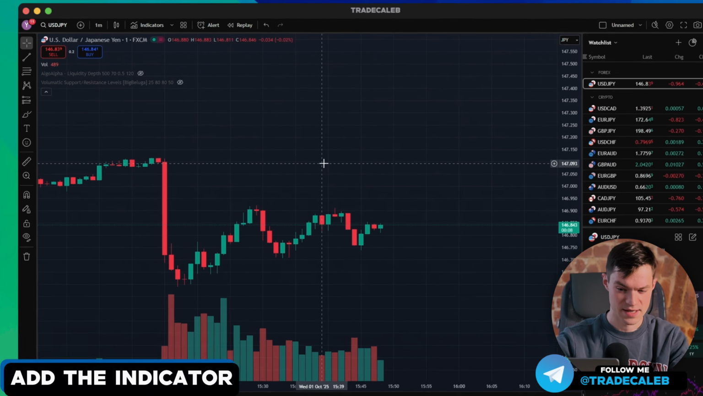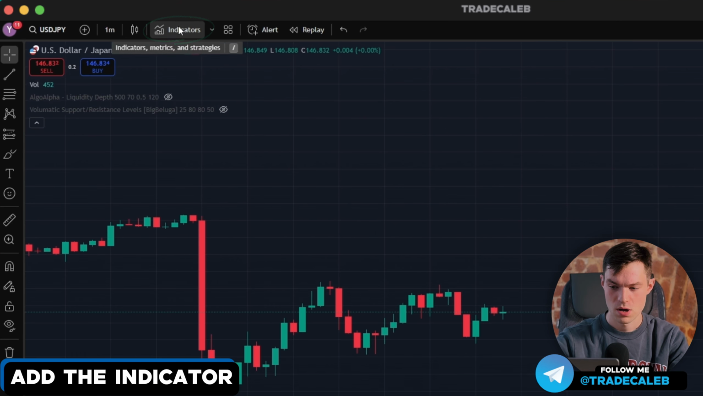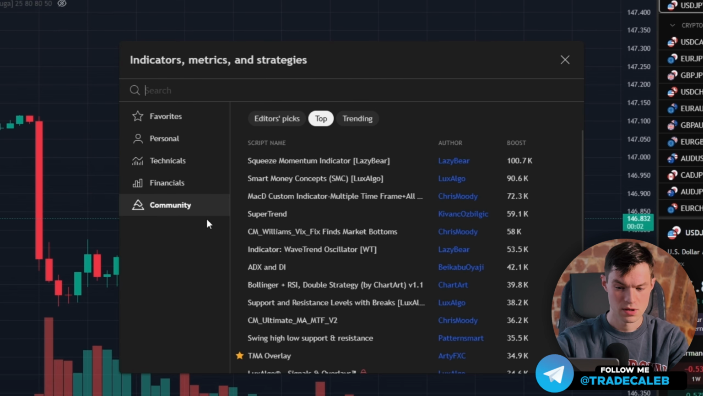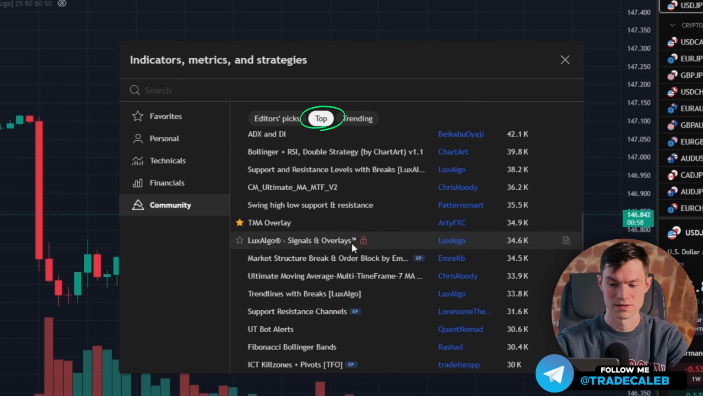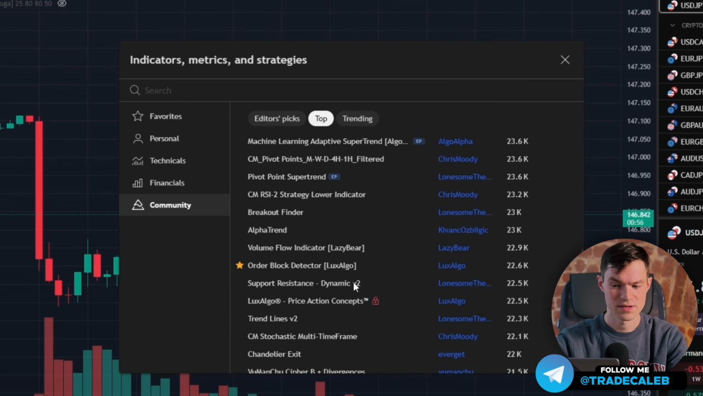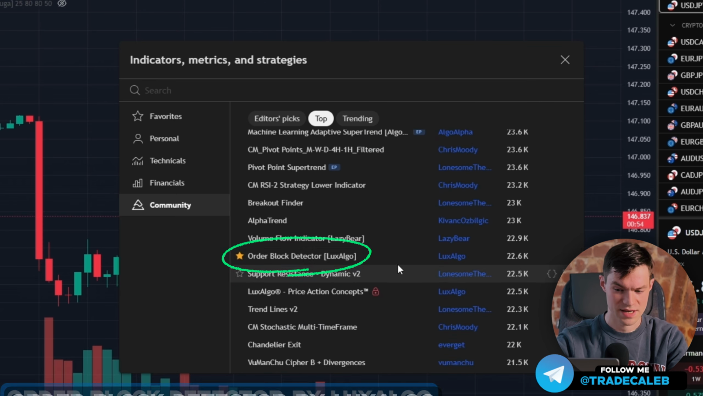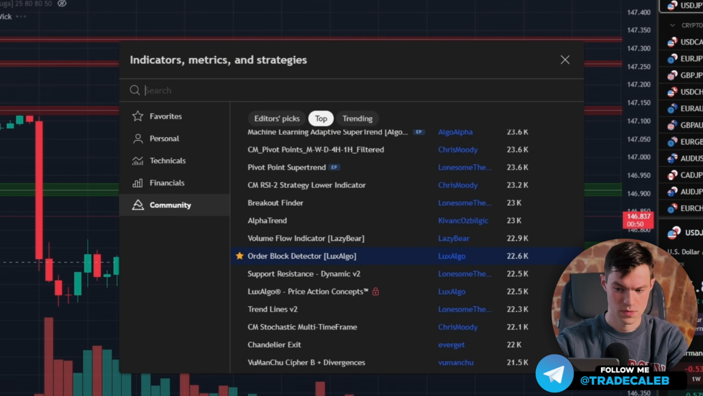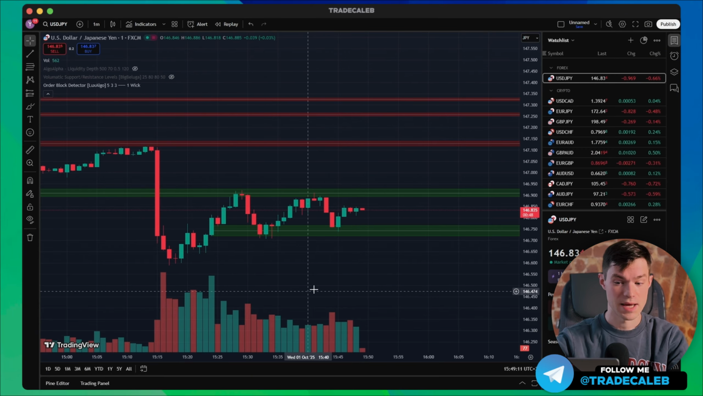Now let's add the indicator to our chart. Go to the section with indicators in the upper left corner. Select the community section here. Then select the top tab and add an indicator named Order Block Detector from the author named LuxAlgo. So the indicator has been added.